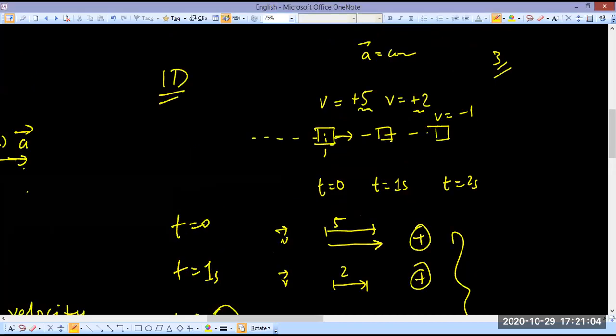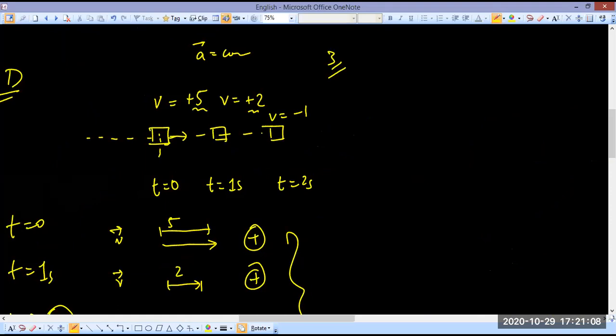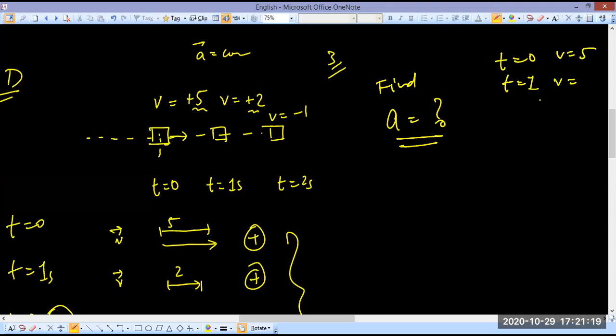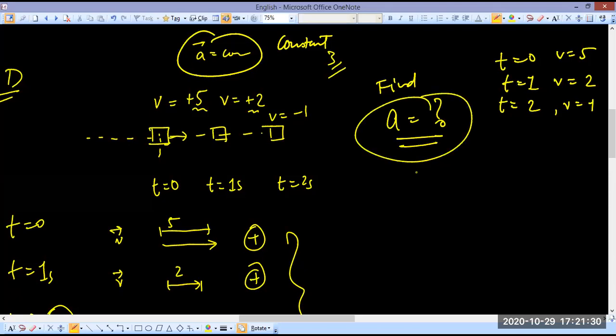Fine. Now, can my learned students find acceleration here? Can you find acceleration? Here's a hint: at t equal to 0, velocity is 5. At t equal to 1, velocity is 2. At t equal to 2, velocity is minus 1. And I'm saying acceleration is constant. So can you use any method that you know to find acceleration? Find acceleration. I'm waiting.